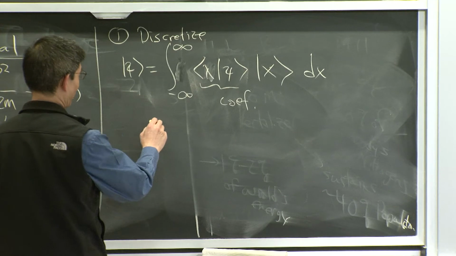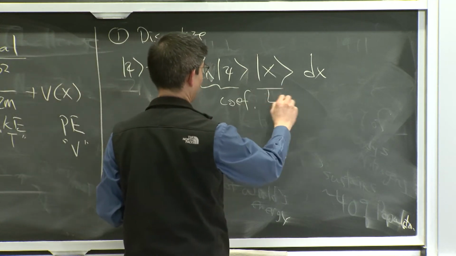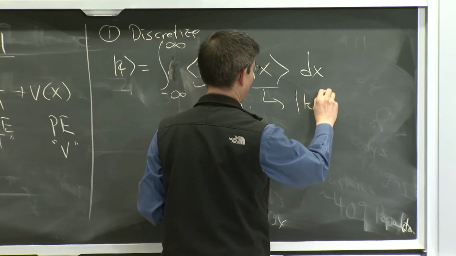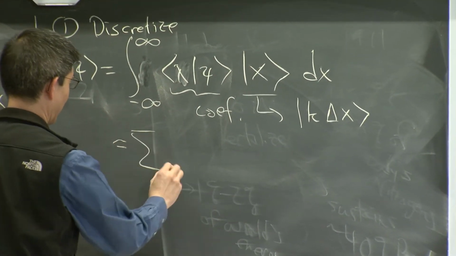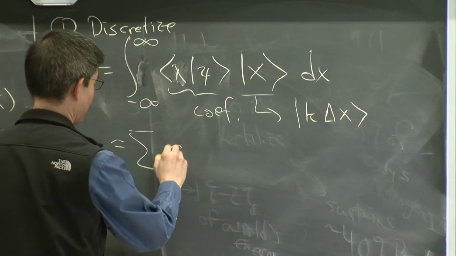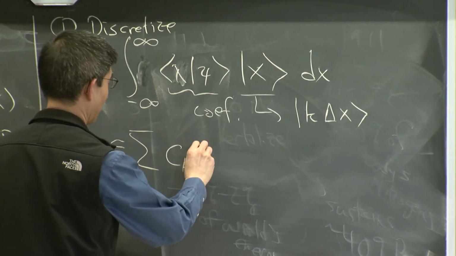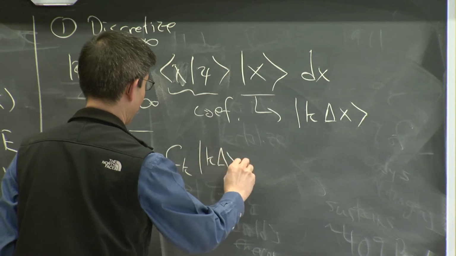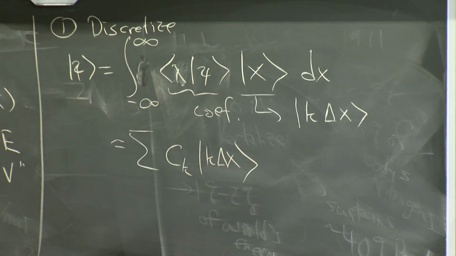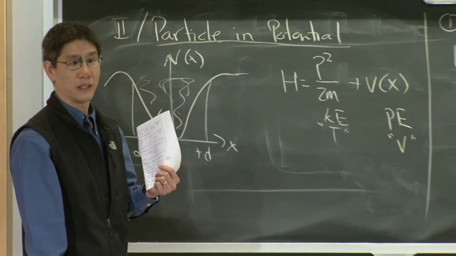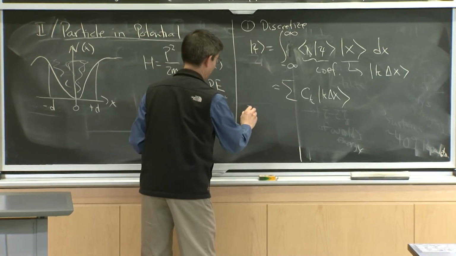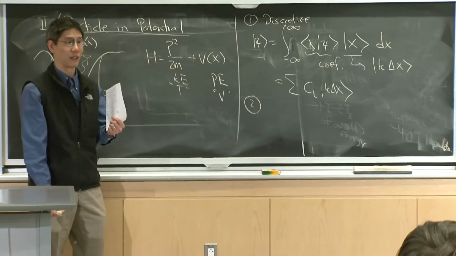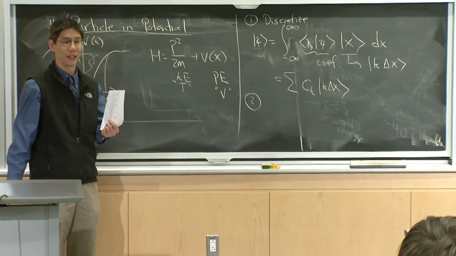And the natural thing for us to do is to replace this with something discrete, like k delta x, so that this is in some way now going to be a sum over some coefficients, c sub k, of k delta x, where we choose the delta x to be sufficiently small and defined over this discrete interval from minus d to d. Okay? So many of you have done this, especially if you're doing a computer simulation of such a particle in a potential. It should be very comfortable.